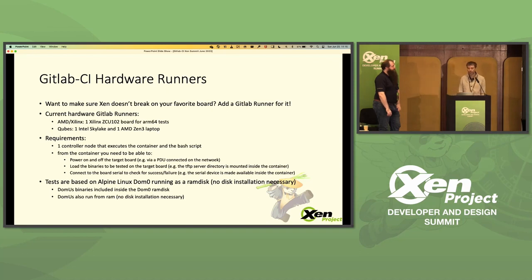As of today, we have three hardware runners: two from Cubes, one Intel and one AMD x86, and one Xilinx ZCU102 board running ARM64 tests. So like I said, if you want to have your own runner, you need to have the board, but also a controller, which in my case is an old Dell workstation. I think Cubes is using a Raspberry Pi as controller. Whatever can run a container is good enough as a controller.